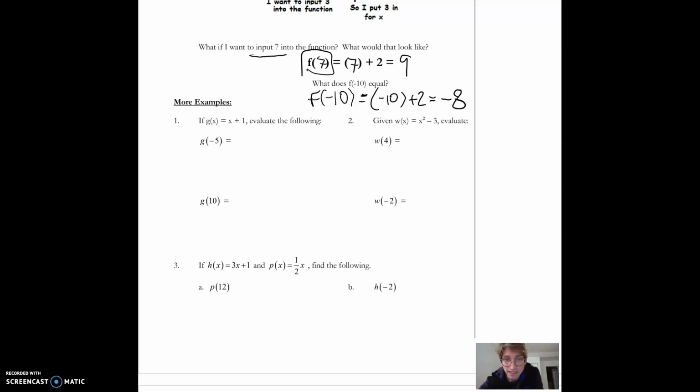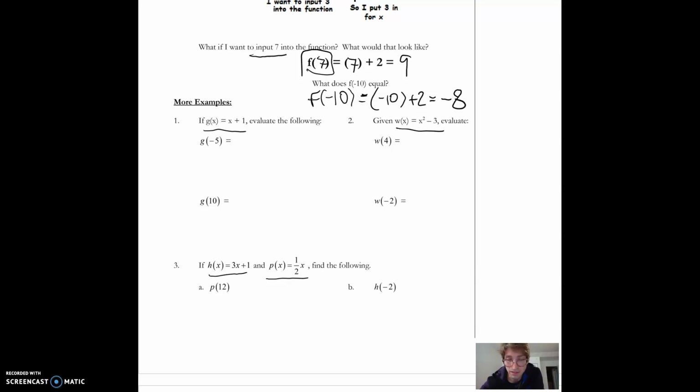As you can see in our more examples, we're given different functions. We have g of x, we have a w of x, we have an h of x, we have a p of x. That's why we like function notation. We can put a bunch of different rules down, and you're supposed to know what we're talking about. So I'm going to do a couple, then you're going to pause, and you're going to try to fill in the rest, see how it goes. And I'll show you the answers.